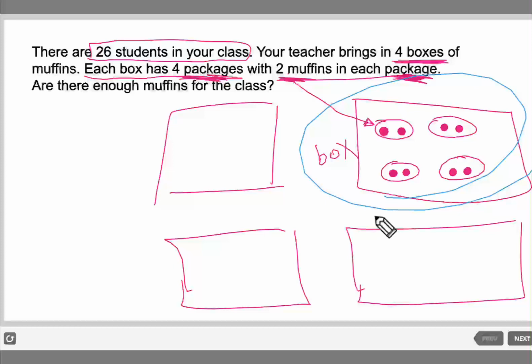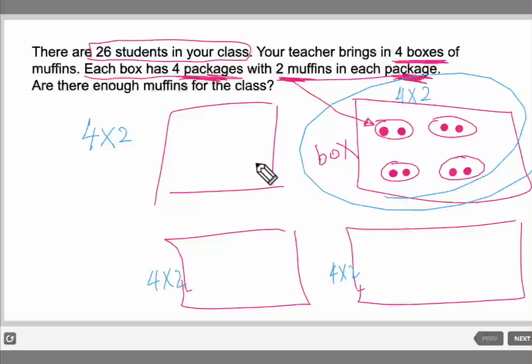4 times 2. Yes? Excellent. So we should multiply here 4 multiplied by 2 for each box. So 4 multiplied by 2 here, and here again 4 multiplied by 2, and here again 4 multiplied by 2, and here again 4 multiplied by 2. So we're repeating 4 multiplied by 2.